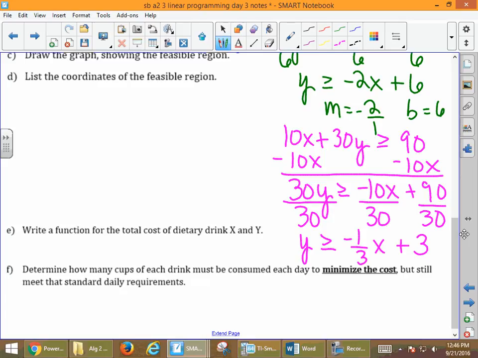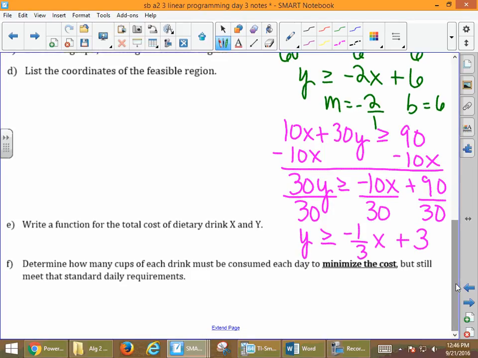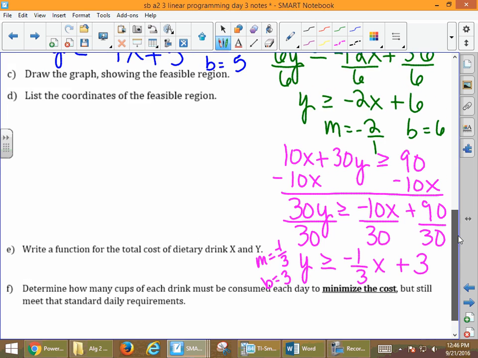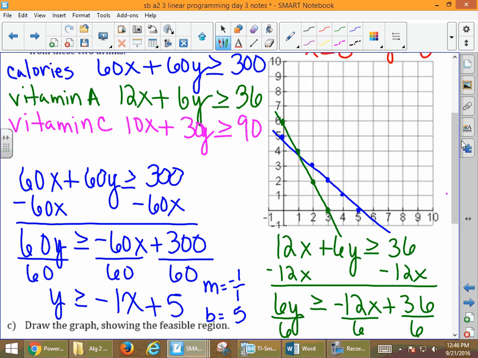That means, even though I'm still running out of space here, that our slope is negative 1/3, and our y-intercept is 3. We're going to graph. 1, 2, 3. And it's negative 1/3. Down 1 over 3. Down 1 over 3. Down 1 over 3.